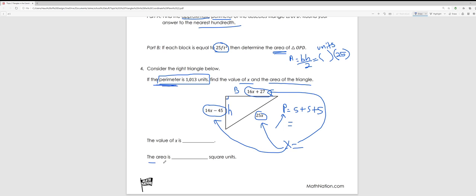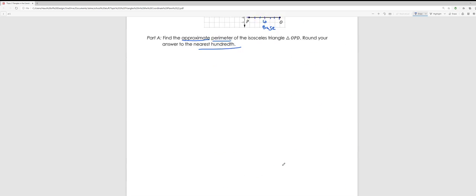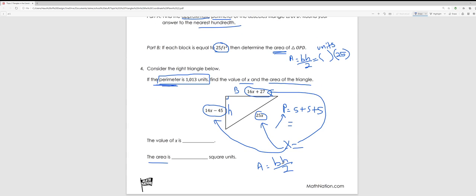So again, to find the area, area is equal to base times the height divided by 2. You're going to take what the base is, what the height is, and then divide it by 2, and that's it. That's all you do in this problem, and that's how you do it.